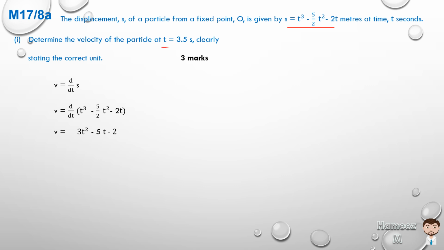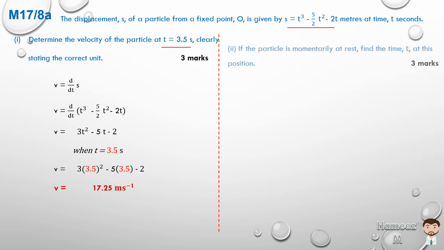And we know for this particular question, the time is 3.5 seconds. So let's substitute that. When t is equal to 3.5 seconds, v is equal to 3 by 3.5 squared minus 5 by 3.5 minus 2, which works out to be 17.25 meters per second. So that's the velocity when the time is 3.5 seconds.